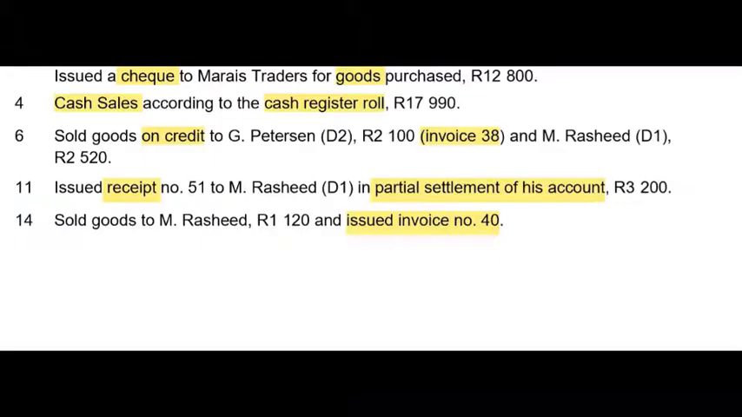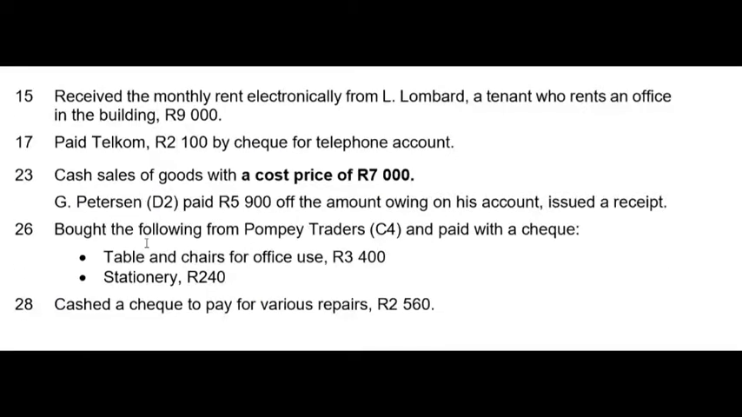Okay, now when you go and look at the next transaction, on the 15th, it says, we received the monthly rent electronically from Al Lombard, a tenant who rents an office in the building, 9,000 Rand. Okay, so the word received indicates that this is a cash receipts journal because we received money. And the word electronically indicates that this is a bank statement transaction that will not go to analysis of receipts. It will go straight to bank. This money is received from someone who rents an office from us. In other words, it's for rent income.